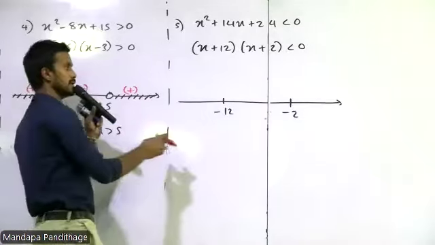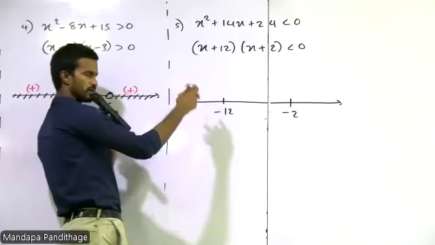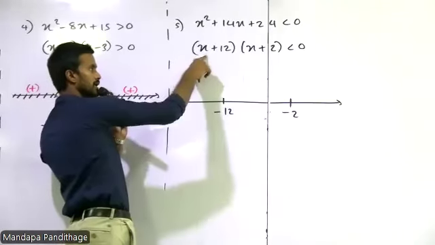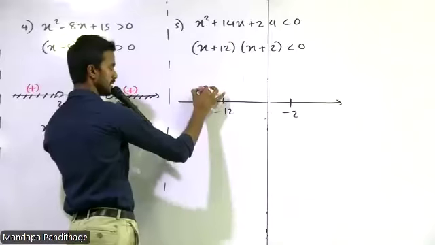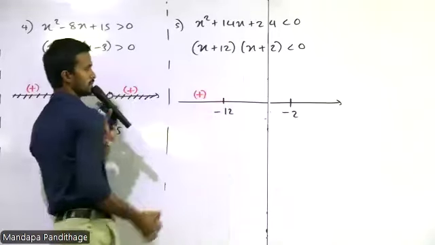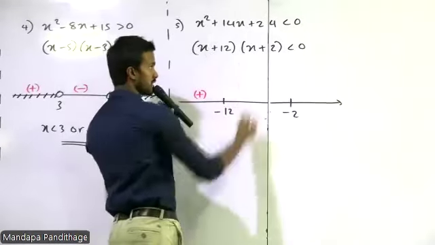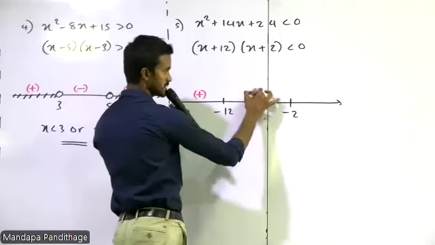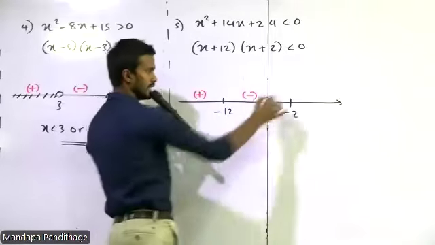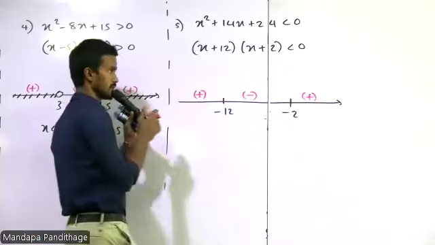So anything less than minus 12, let's say minus 14. Think of a number. Minus 14 plus 12 is minus, minus 14 plus 2 is minus. Minus times minus gives you plus. A number between these two, let's go with minus 5. Minus 5 plus 12 is plus, but minus 5 plus 2 is still minus. Plus times minus gives you minus. Anything greater than minus 2 gives you plus and plus, which is plus.